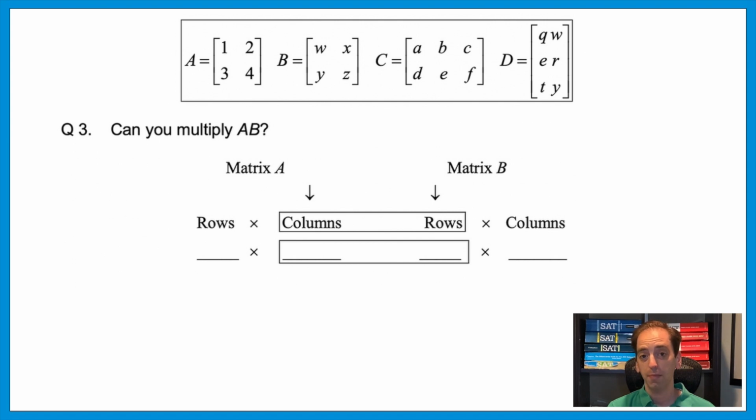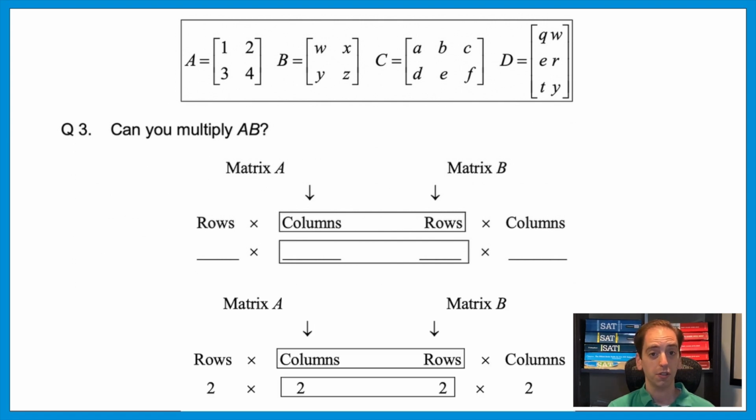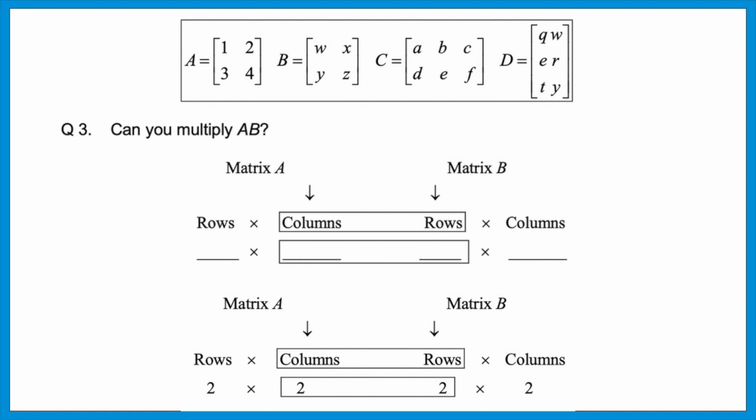Can you multiply AB? You want to start by listing the dimensions of each. A has 2 rows and 2 columns, 2 by 2, and B also has 2 rows and 2 columns, 2 by 2. So a 2 by 2 and a 2 by 2. The two numbers on the inside match, the columns of the first to the rows of the second. So that product is defined. You would be allowed to multiply them.